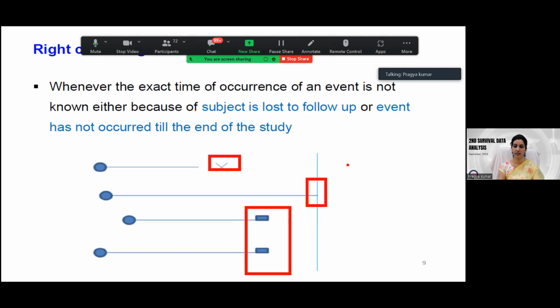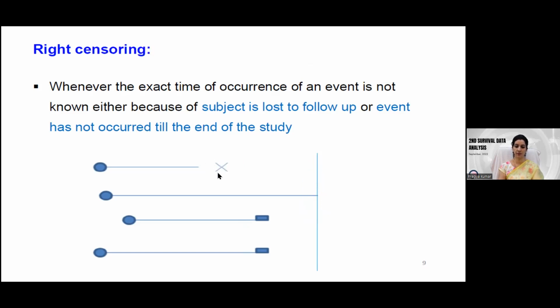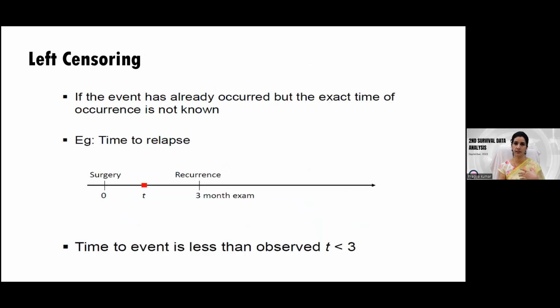So case number this one and this will be the right censoring. Right censoring is, you do not know the exact time of occurrence because the person is a loss to follow-up or the study ended before that person had the event. The second type of censoring is known as left censoring. Left censoring is when the event has already occurred, but you do not know the exact time of occurrence.